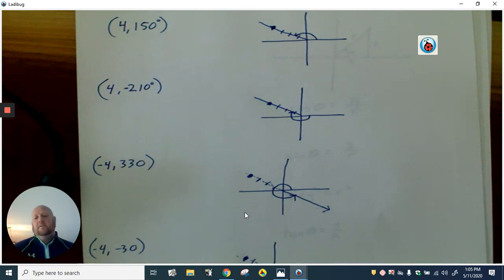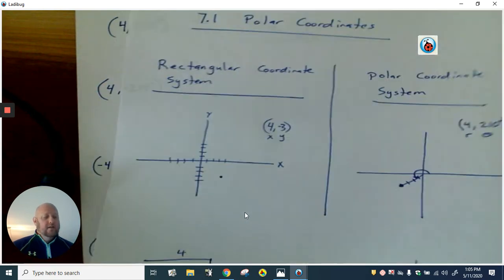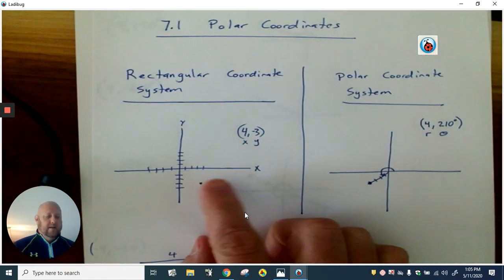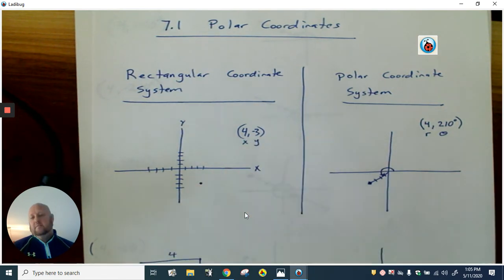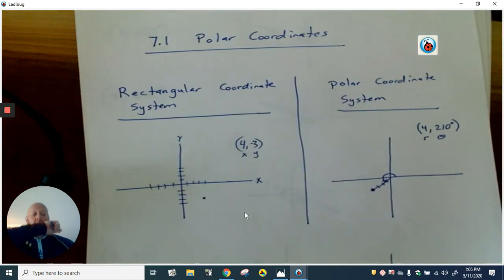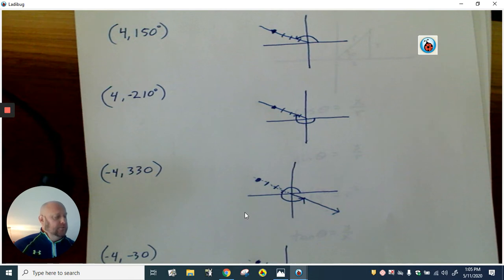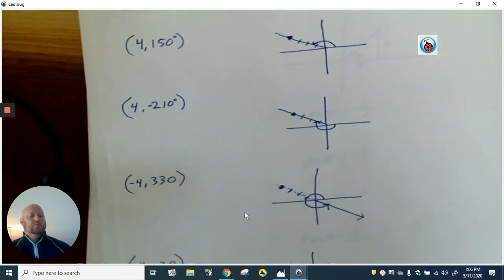Some people think that's a good thing, where you have multiple ways to get to the same point. Other people find it a little bit more difficult because now you have multiple ways of doing the same thing. Where in the rectangular coordinate system, like this point here, 4, -3, there really is no other way to get to that specific point other than right 4, down 3, okay? So that's one of the differences between them.